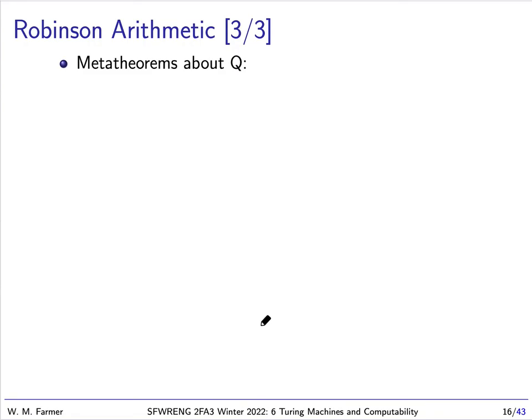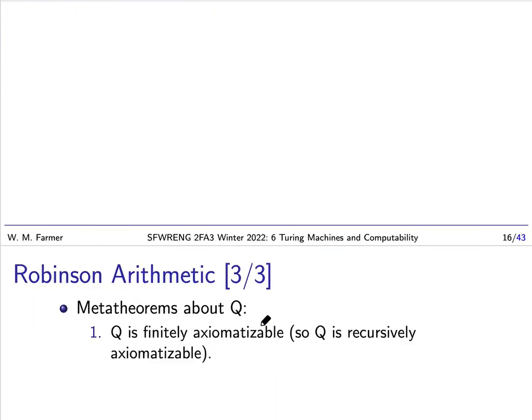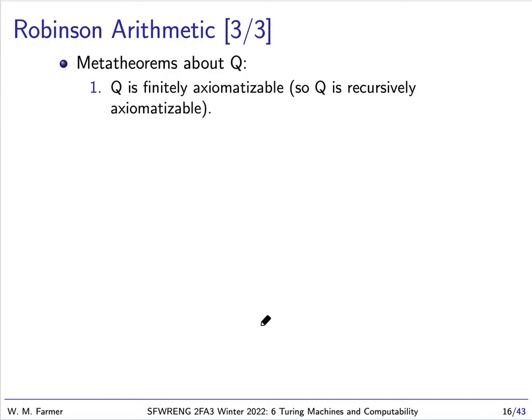So I'm going to give some metatheorems about Q. A metatheorem is a theorem about Q. It isn't a theorem of Q. A theorem of Q would be some fact that we could prove in Q about natural number arithmetic. Metatheorems are theorems in the metalanguage of Q. They're theorems about Q. So we're going to look at some of these metatheorems. The first is Q is finitely axiomatizable. That's obvious, it has 7 axioms. So for that reason, it's recursively axiomatizable.